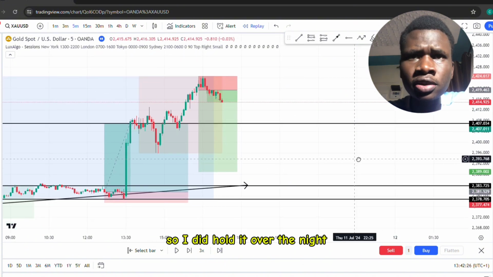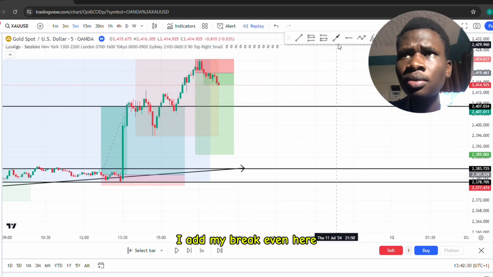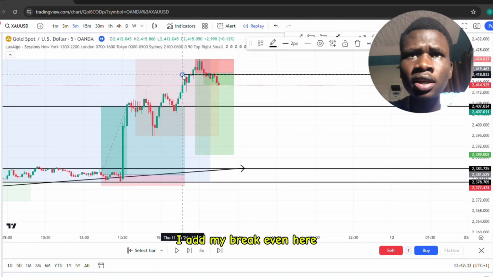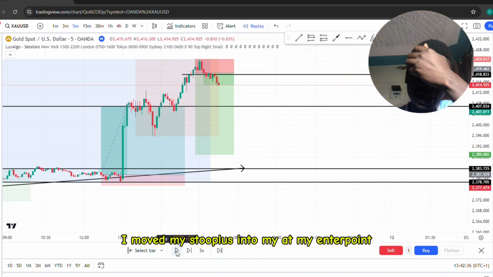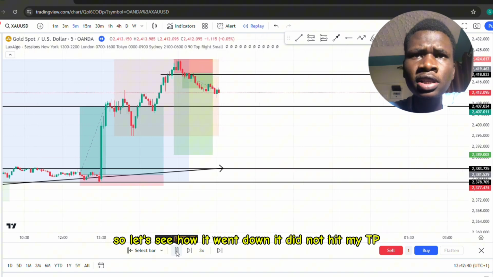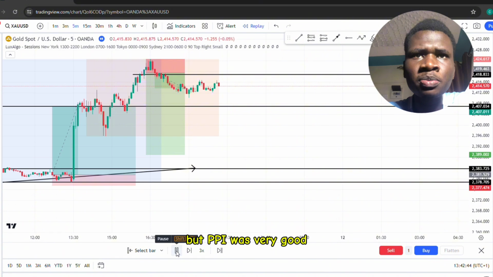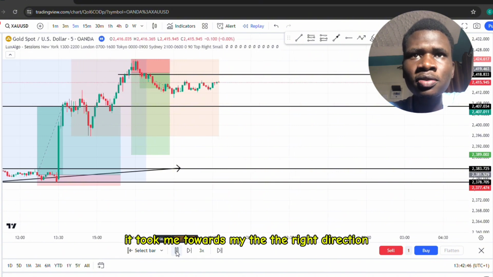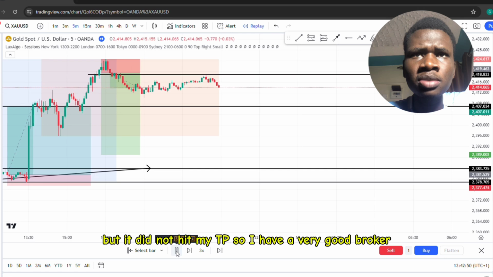So I did hold it over the night. So the moment it came down to this point, I added my break even here. I moved my stop loss into my entry point. So let's see how it went down. It did not hit my TP. I remember I went out before it did hit my TP, but PPI was very good. It took me towards the right direction, but it did not hit my TP.